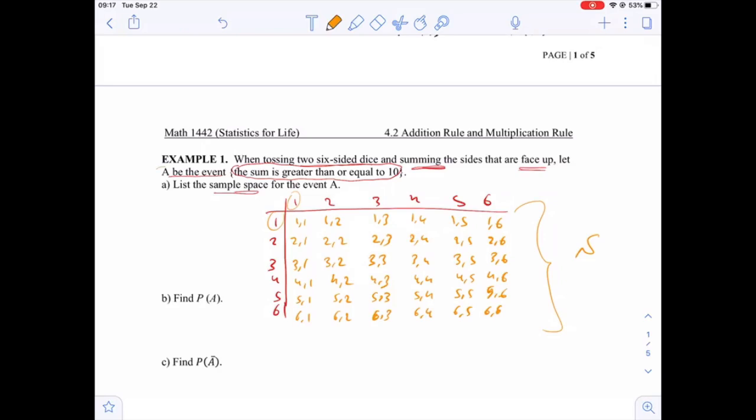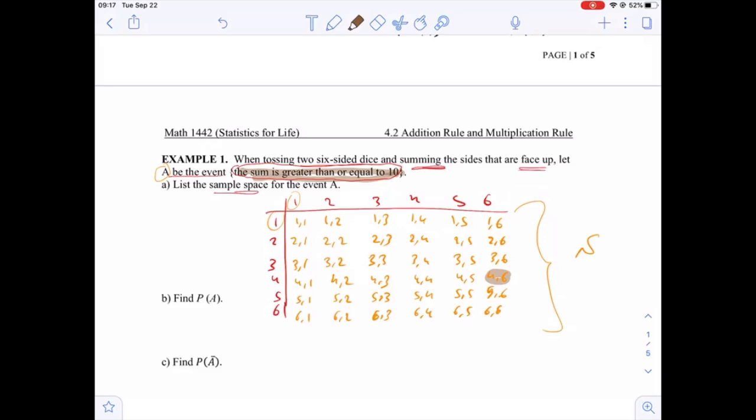Now we want to determine the event A. The event A says the sum of the elements is greater than or equal to 10. The sum of the numbers that appeared after tossing 2 dice, where on each die we have numbers from 1 to 6. So after rolling the dice, we determine the sum of the 2 appeared numbers. Now we want that number. The event says that the sum is greater than or equal to 10.